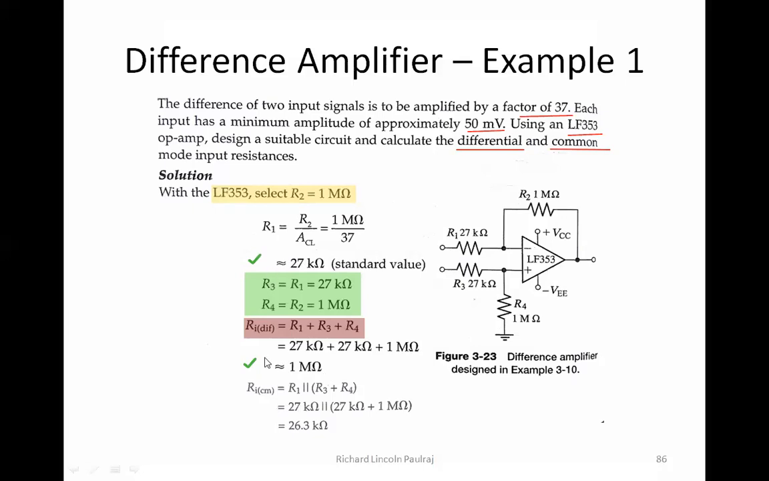And we also know the formula for this, right? For common mode, we're just putting those formulas here. Since we have the values, R1 we have taken as 27, right? And that's going to be in parallel with 27 and 1 mega ohms. And please check and let me know if it is about 26.3.